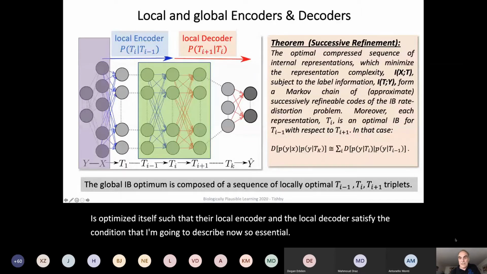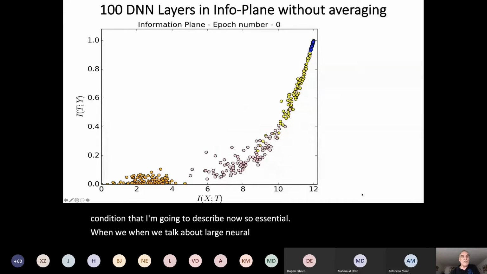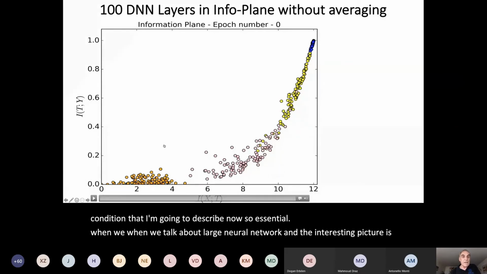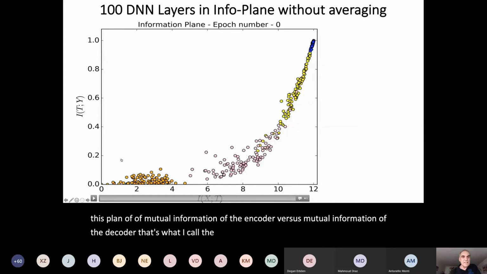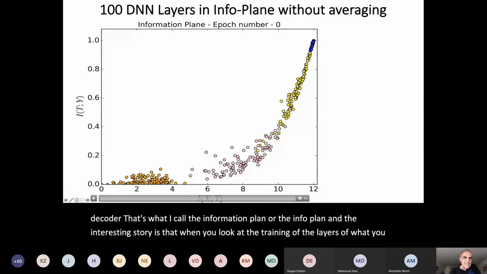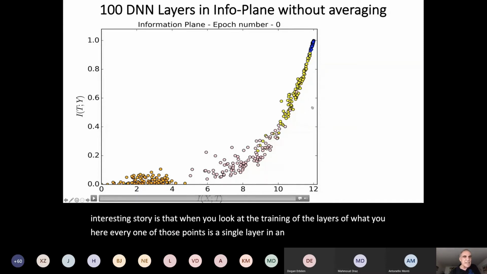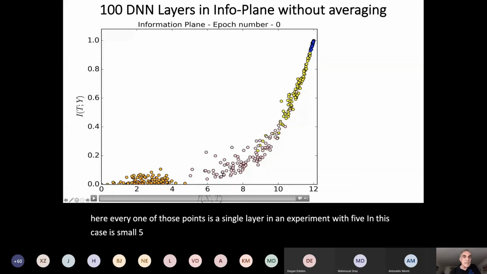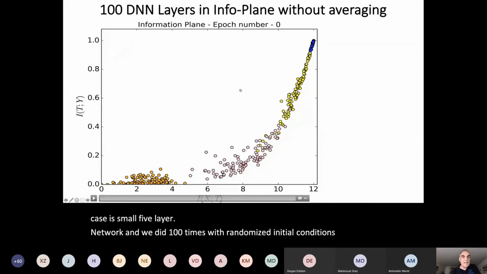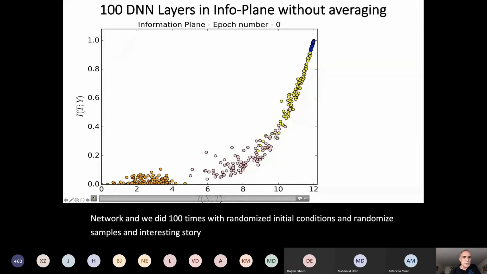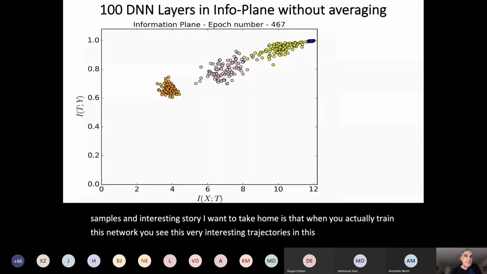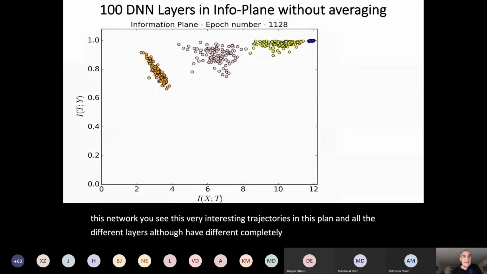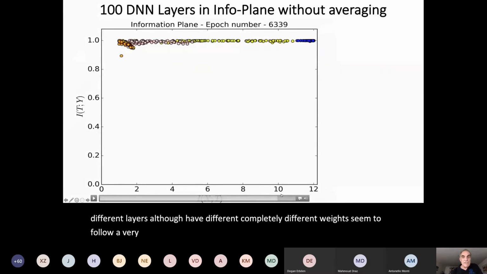So essentially, when we talk about a large neural network, the interesting picture is this plane of mutual information of the encoder versus mutual information of the decoder. That's what I call the information plane, or the info plane. And the interesting story is that when you actually look at the training of the layers, every one of those points is a single layer in an experiment with, in this case, a small 5-layer neural network, and we did it 100 times with randomized initial conditions and randomized samples. The interesting story I want you to take home is that when you actually train this network, you see these very interesting trajectories in this plane, and all the different layers, although they have completely different weights, seem to follow a very similar trajectory, which eventually looks like that.